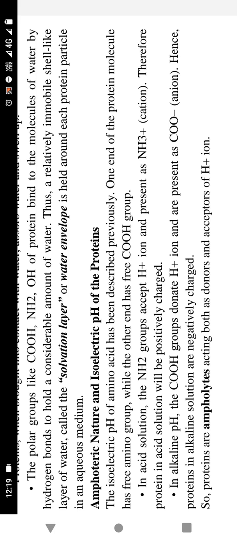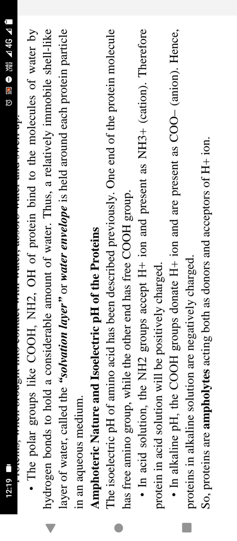The isoelectric pH of amino acids has been described in earlier classes. One end of the protein molecule has a free amino group, that is the base group, and the other has a COOH group, that is the acid group. In acidic solution, the amino group accepts H plus and is present as ammonium. Therefore, protein in acid solution will be positively charged.